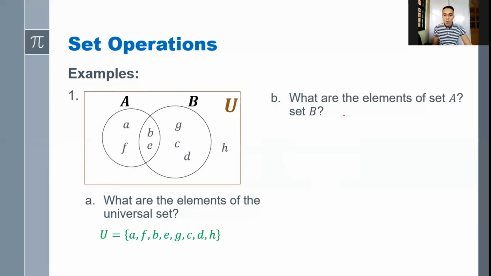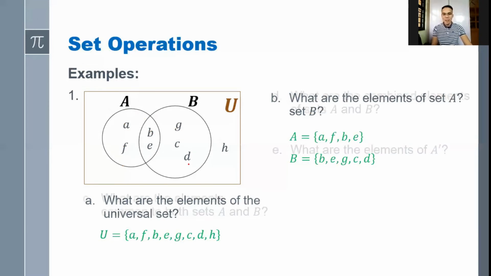Letter B, what are the elements of set A and what are the elements of set B? What are the elements of set A? You're just going to list down the elements you see inside circle A. Those are the elements of set A. So we have here A, F, B, E. And the elements of B are the elements inside circle B. We have B, E, G, C, and D.